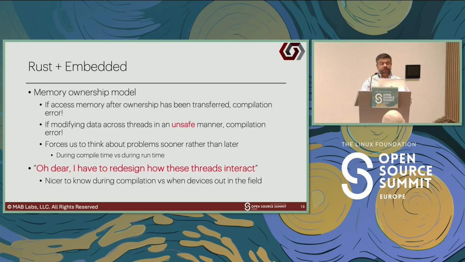And what does unsafe mean? It goes back to this memory ownership model. Unsafe, if you're accustomed to Rust, is a common paradigm, and there's a certain set of rules that you have to follow to ensure your implementation is safe. If the compiler determines that it is not safe, it's going to throw an error. The advantage to this is that it forces us to think about problems sooner rather than later.